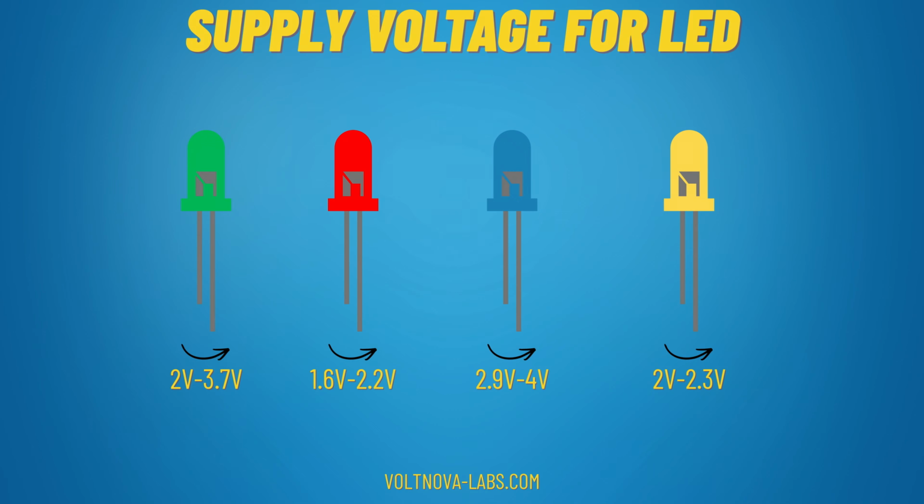Let's look at this image. These are the supply voltages for different colors. And as is typical in electronics, we have ranges. For example, for a red LED, it will be from 1.6 volts to 2.2 volts, or for a blue LED, it will be from 2.9 volts to 4 volts.